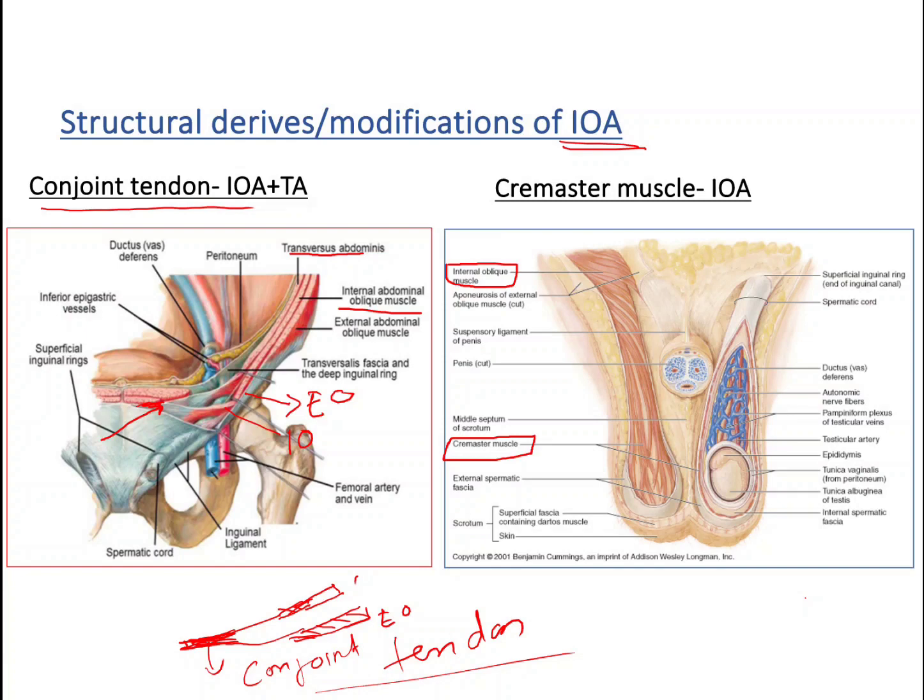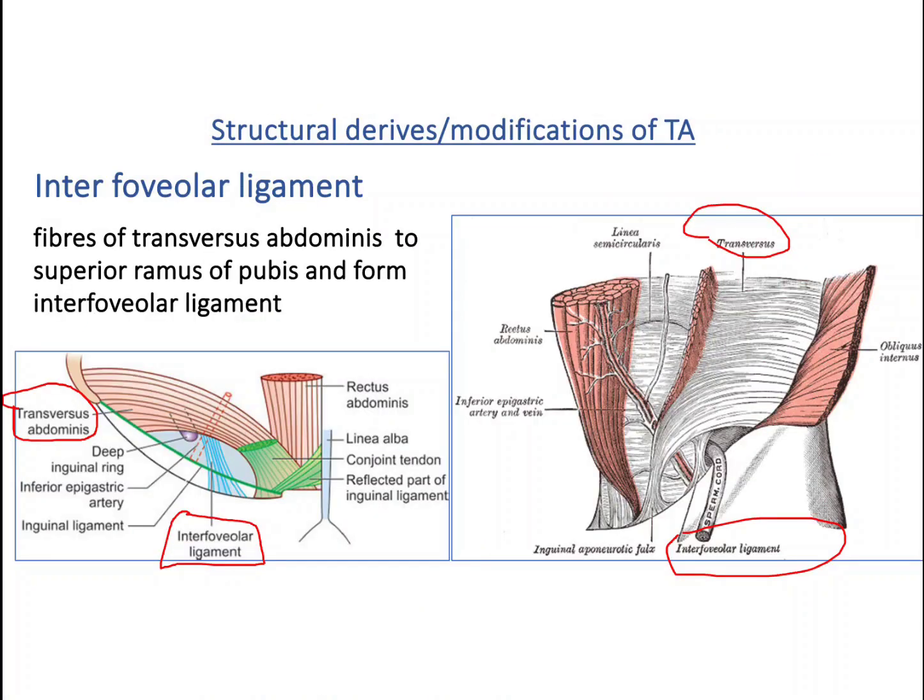Another one is the cremaster muscle. This is the internal oblique abdominis muscle, you can see. The detached fibers of the internal oblique muscle cover the spermatic cord. These loops of muscle are known as the cremaster muscle. So the cremaster muscle is the modified fibers of internal oblique.